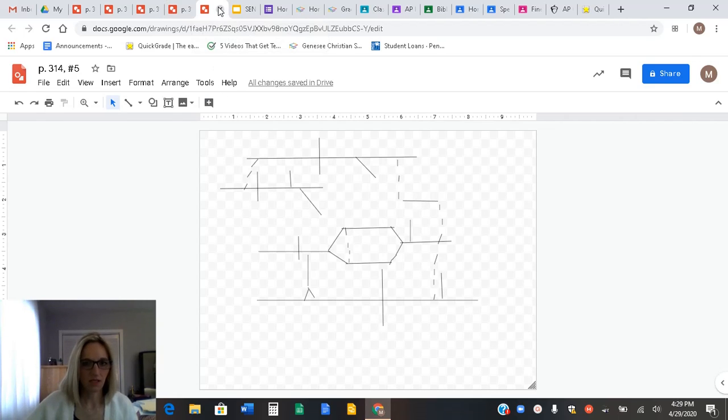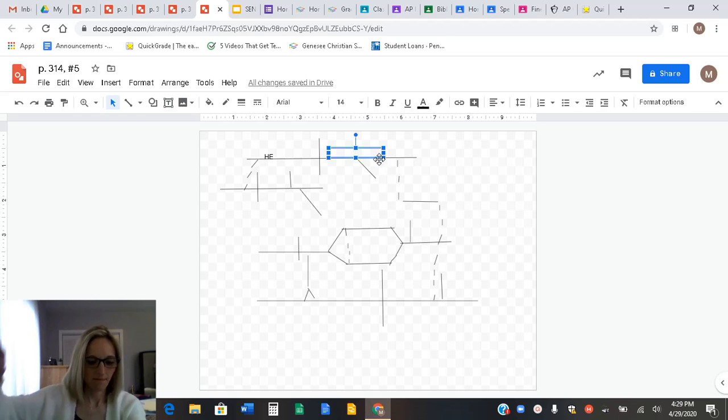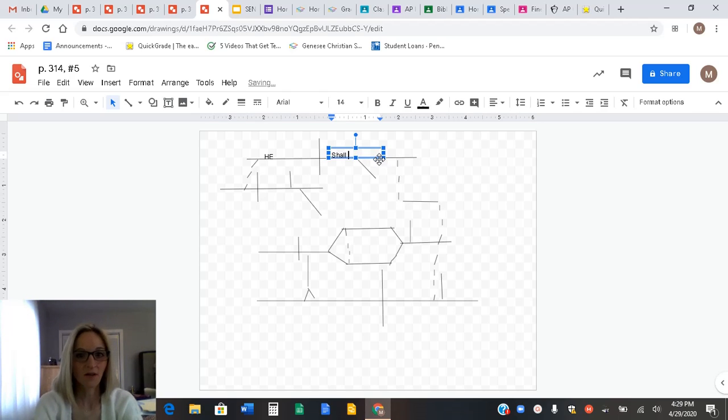Last one, number 5. This one is a doozy, all right? But we can do it. We just need to break it down, piece by piece, all right? He that covereth his sin shall not prosper. All right. What is my subject of my first independent clause? He. What is my verb? Shall prosper. Good. Because that is a clue word, so it's going to be a dependent clause. We'll do that in a minute. He shall prosper. Remember, not is an adverb, goes under there.